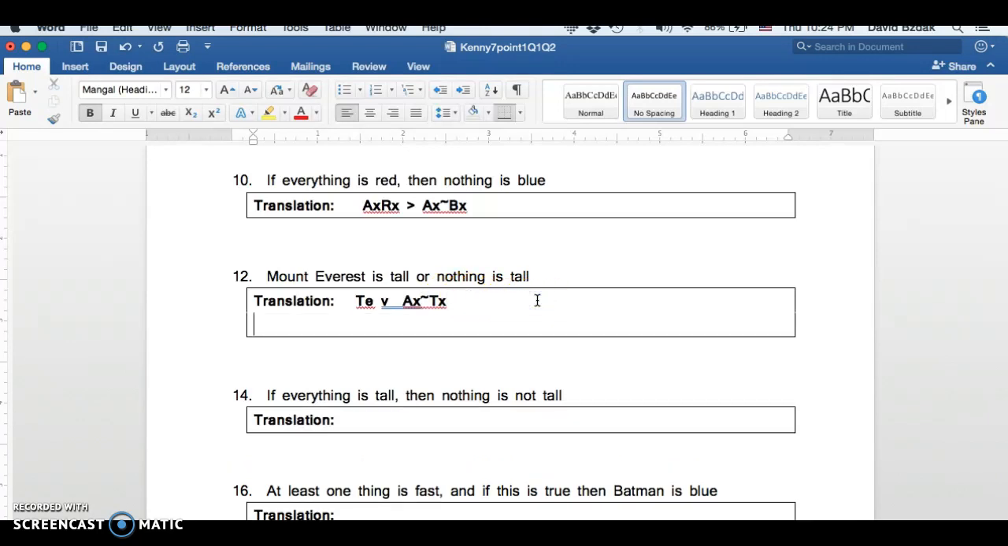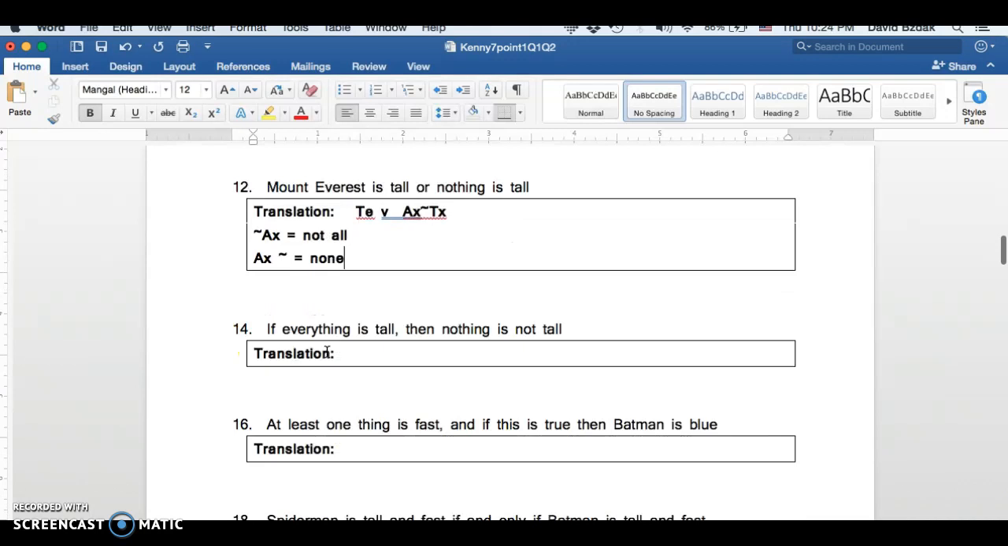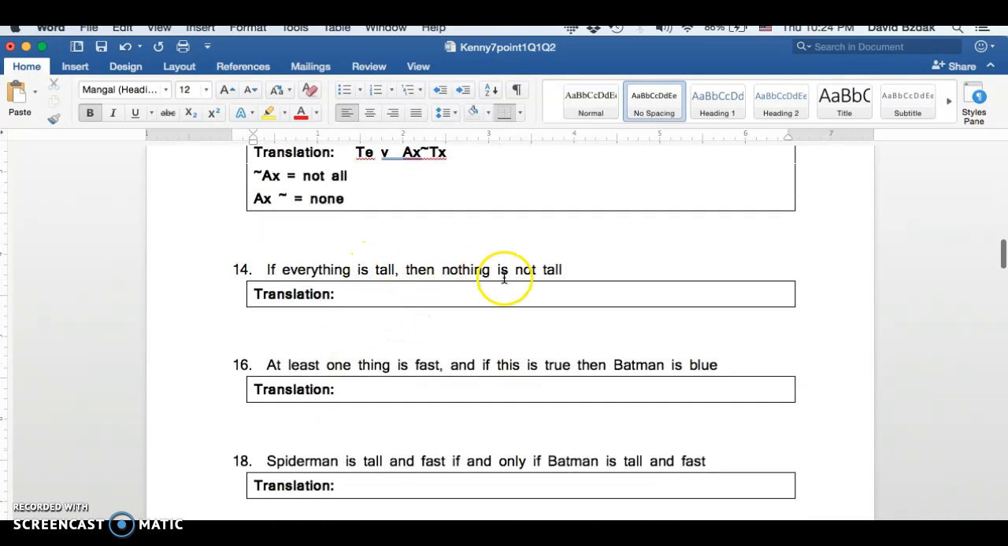So another way, if you do this, that is basically saying not all. If you do this, that's saying none. So negation to the left of the universal quantifier means not all. Negation to the right of the universal quantifier means none. If everything is tall, then nothing is not tall.